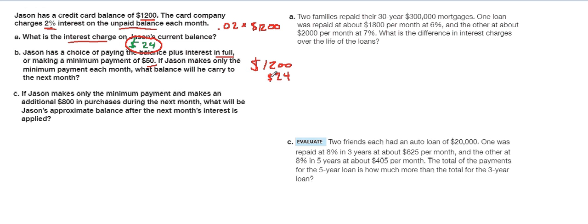If he just makes the minimum payment, that's $1,224 minus the minimum. You have to pay at least $50 a month in order to stay on the card and not get in trouble. He will carry this amount: $1,174.